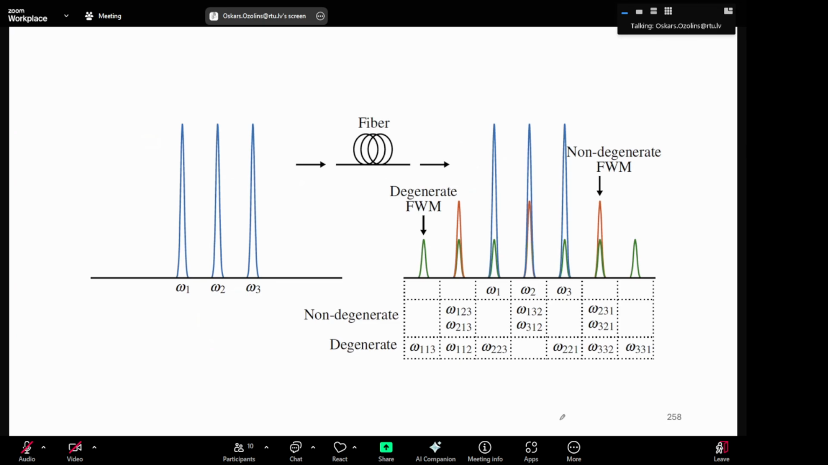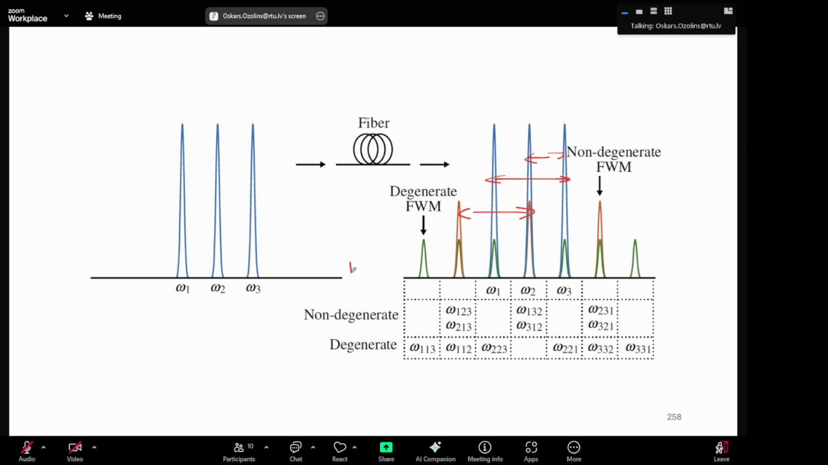What happens is that from 3 waves you start to generate several degenerate and non-degenerate components. So basically you start to get 1, 2, 3, 4, 5, 6, 7, 8, 9 different combinations. This is a combination between this one and this one, and this one, and then you start to do combinations between these two as well, and so on.